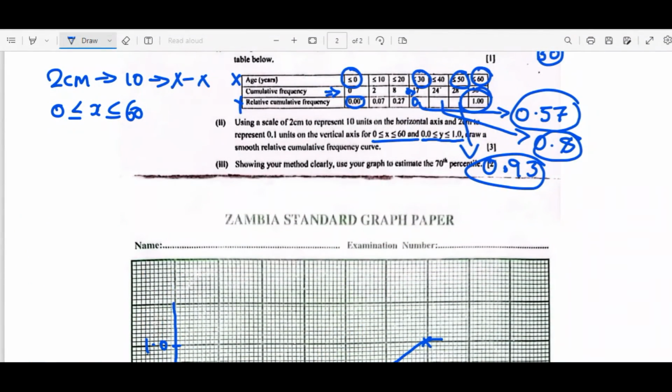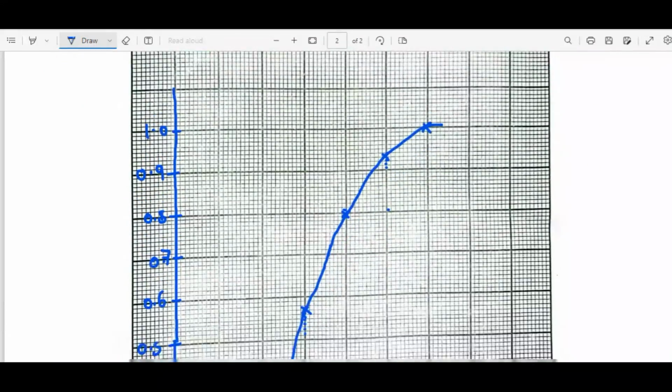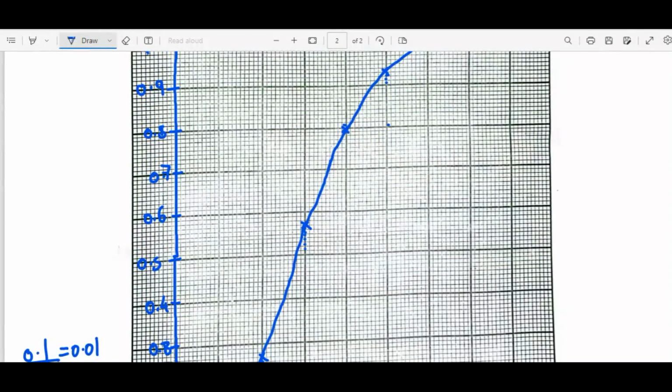Right, then for Roman number 3, showing your method clearly, use your graph to estimate the 70th percentile. So you just want the 70th percentile. So you say the 70th percentile is equal to 70 over 100 multiplied by the highest number of the cumulative frequency, the highest number is 1 in the y-axis. So 70 over 100 times 1 is 0.7. So what is 70% of 1 is 0.7.